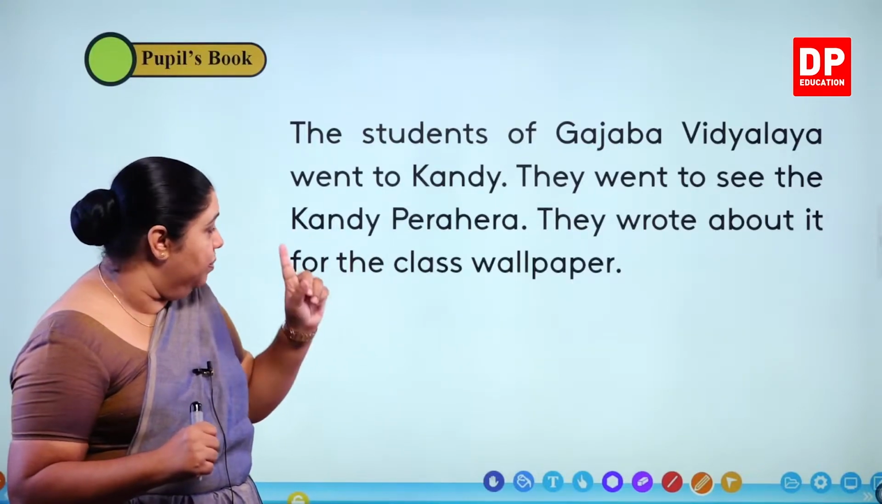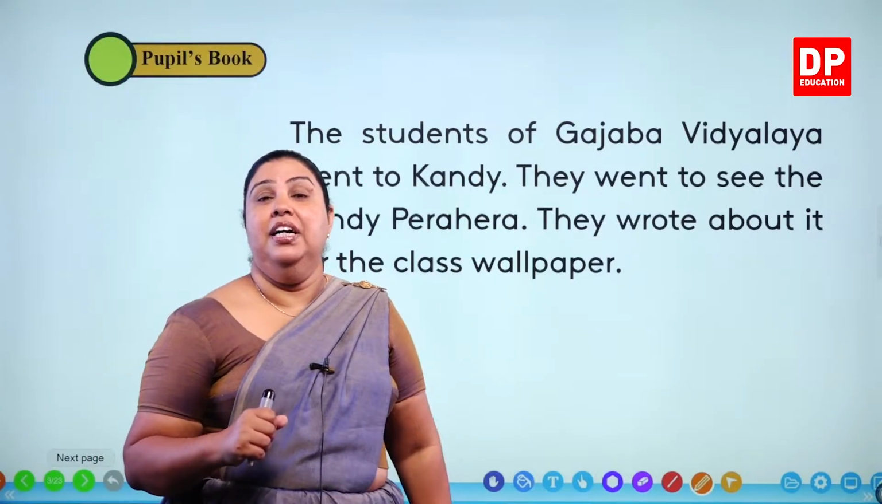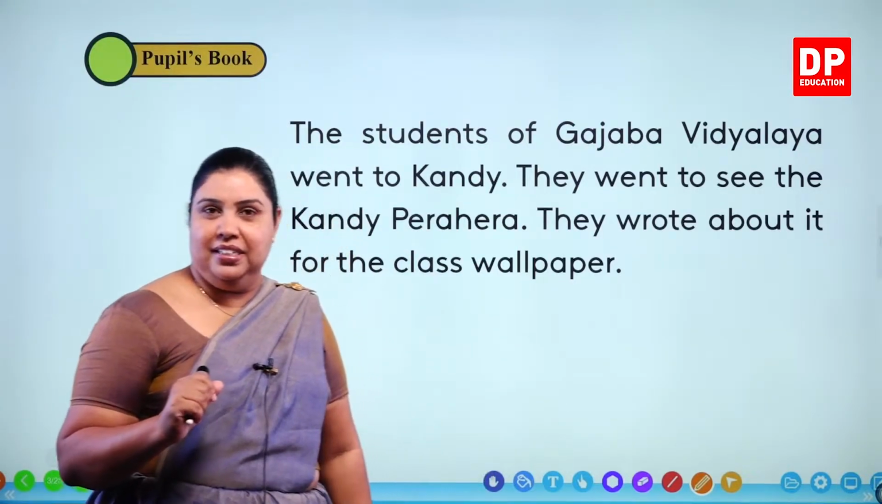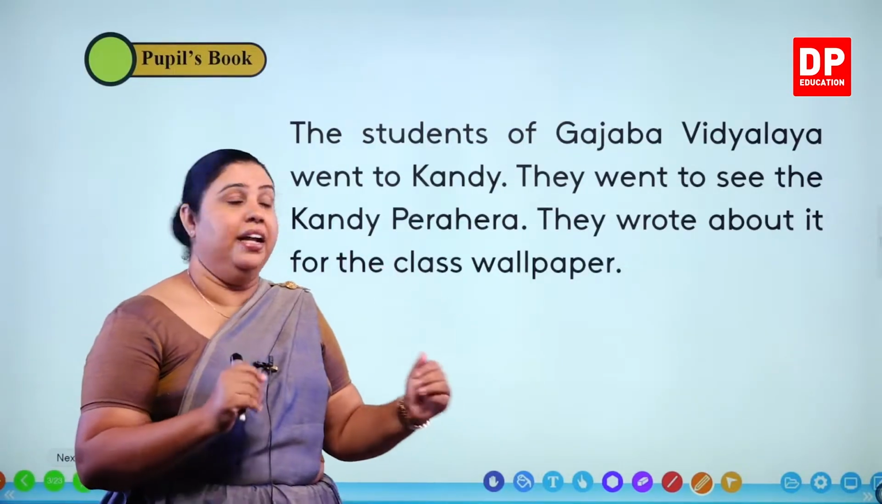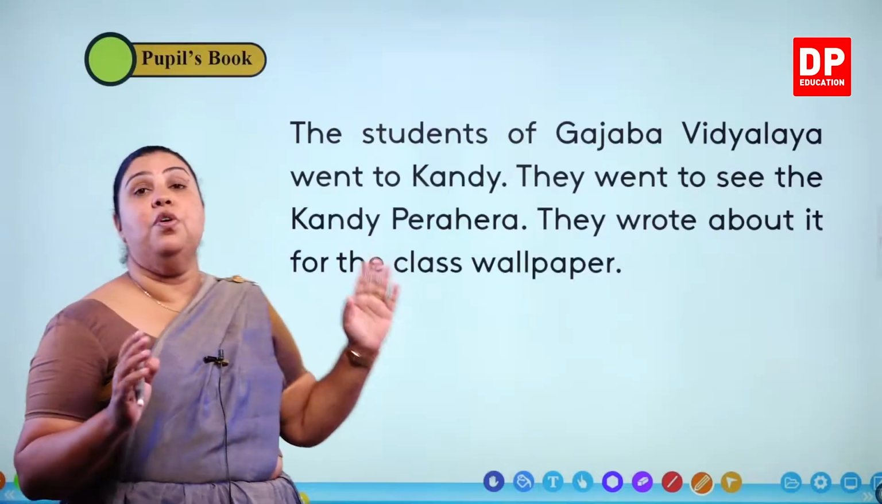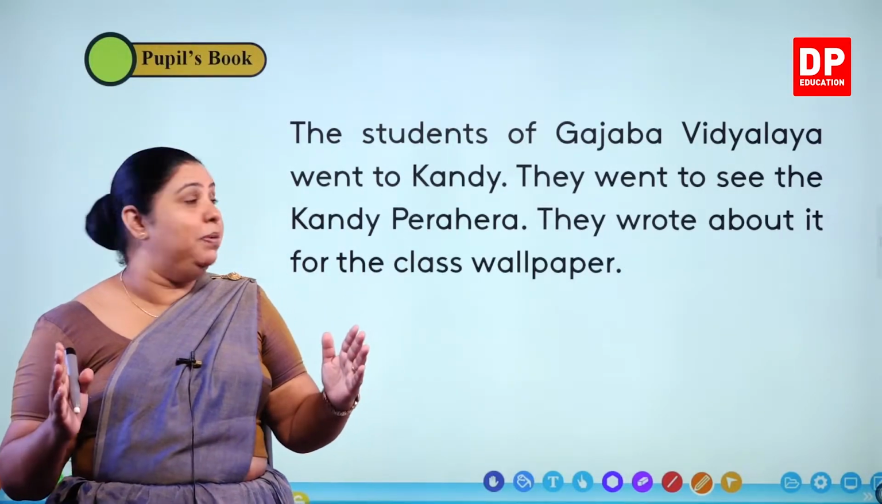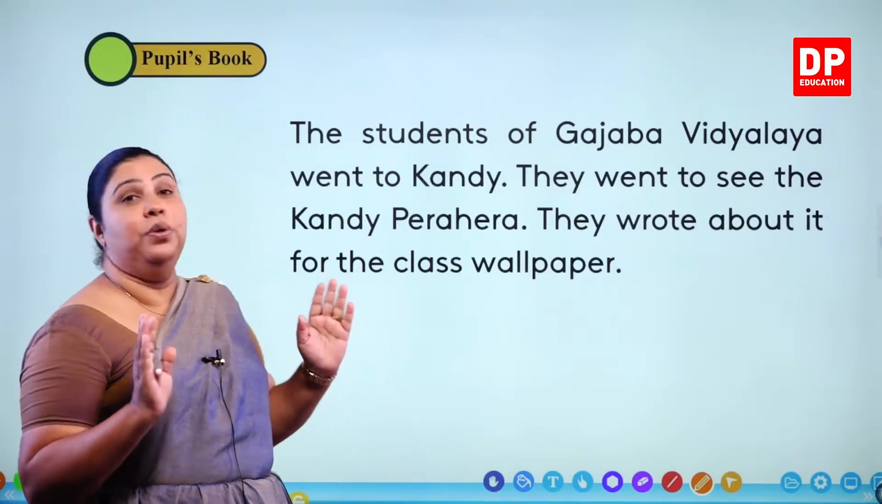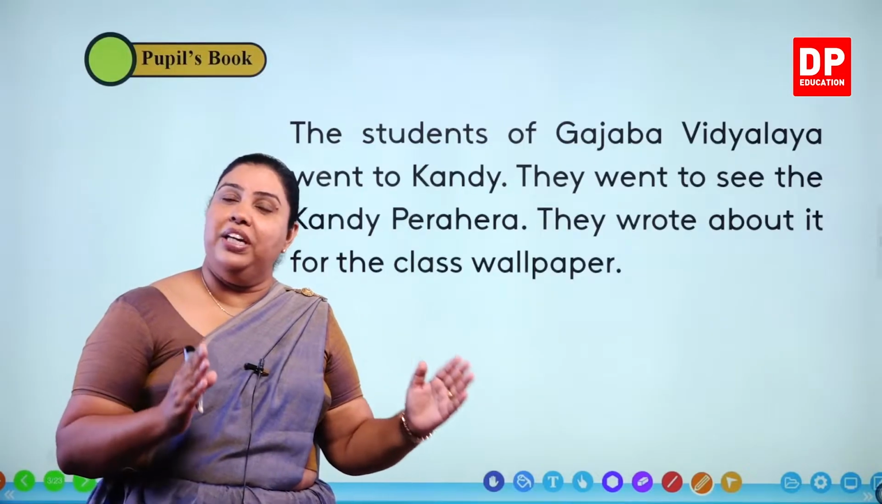They wrote about it for the class wallpaper. They wrote about it. They wrote about what? They wrote about the Kandy Perahera for the class wallpaper. For the class wallpaper, they wrote a beautiful article about the Perahera that they saw in Kandy.